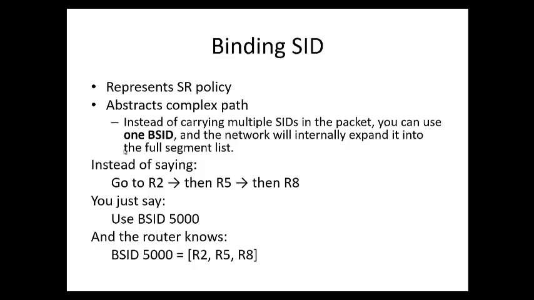We have a full segment list inside a folder configured on the head end router, and that is identified using a binding SID. So wherever you want to use that full segment list, you simply attach that binding SID. When a packet arrives with binding SID, that becomes a big instruction list for the receiving router.